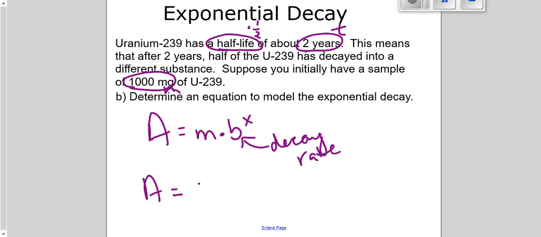So M is our initial value, which was 1,000, times our decay rate. So it's decaying by half, so 1/2. I'm going to put it in brackets just because it's a fraction. It doesn't really change anything. To the power x, but of course now it's going to take 2 years for that to occur. So I'm going to put that x over 2. And that's what allows us to represent the proper decay rate, the time that it takes for something to decay.